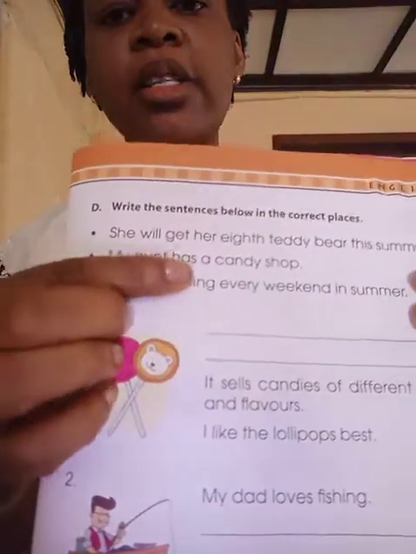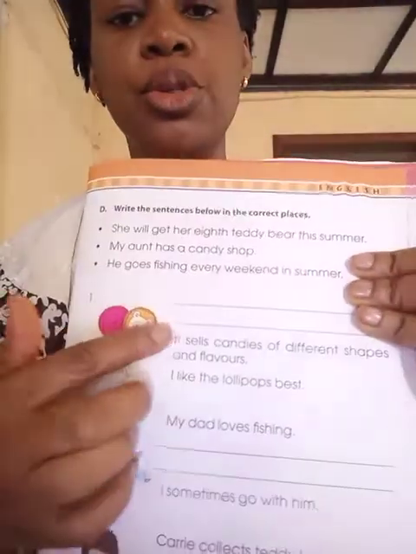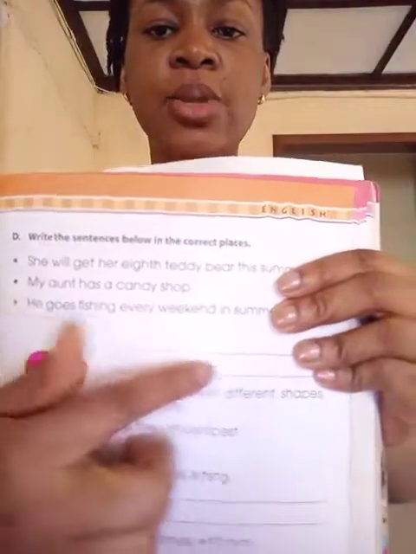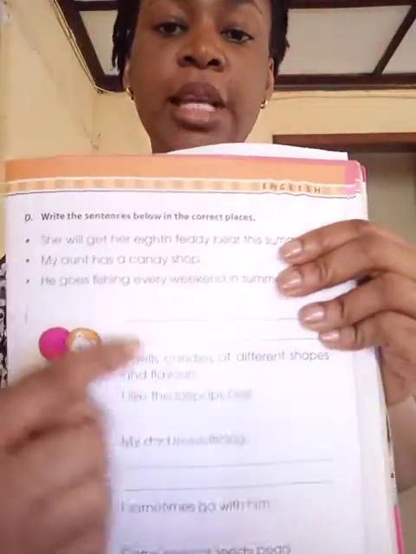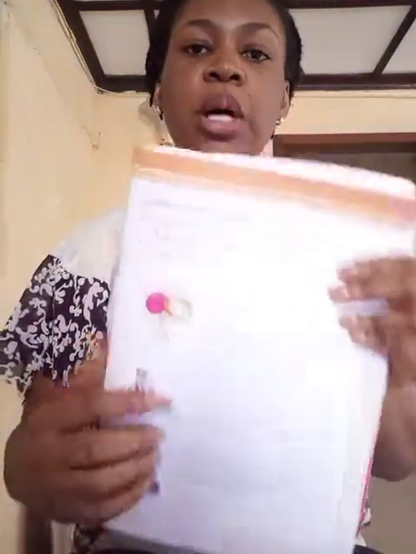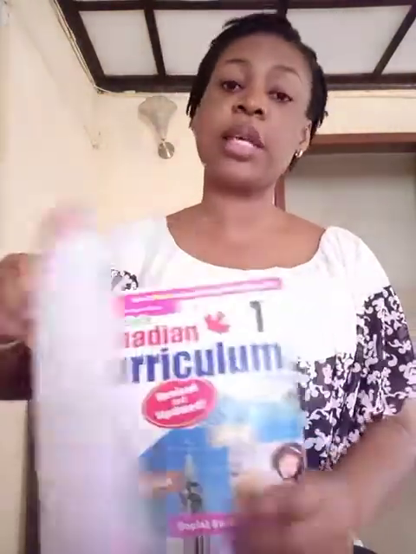So I think the second dot, which says, my aunt has a candy shop, should be here, because this is talking about candy. So my aunt has a candy shop. It sells candies of different shapes and flavors. I like the lollipops best. So you see, when you read the whole sentence together, starting from my aunt has a candy shop to the last one, they are all related. So fill in the other ones and then take a picture of your work and send to me.